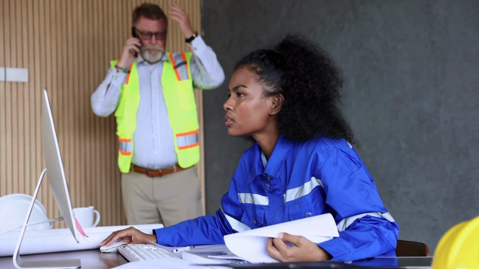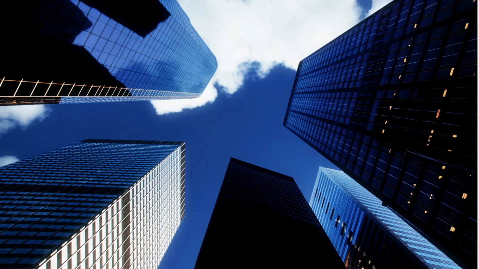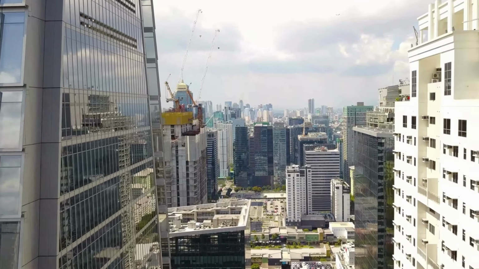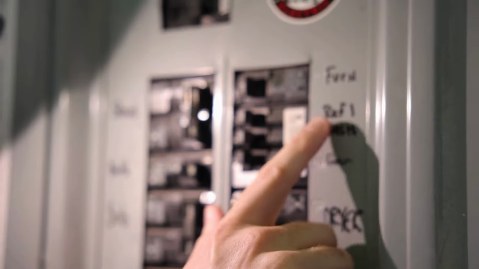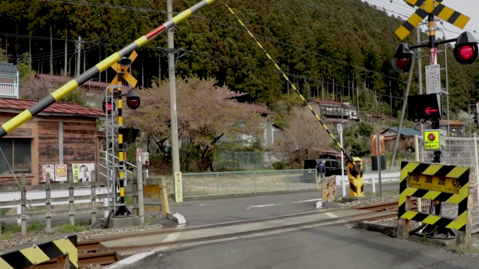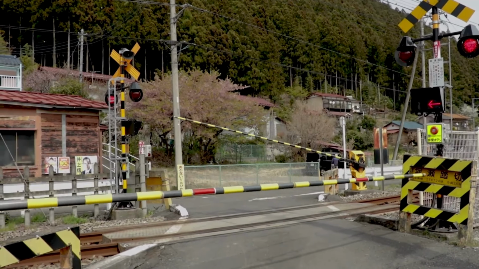Imagine you're the lead engineer on a multi-million peso skyscraper project in the heart of Manila. The blueprints you are given are wrong. One symbol is drawn incorrectly, leading to a catastrophic power outage that shuts down the entire building on opening day. Whose fault is that? And how much did that single tiny mistake cost?